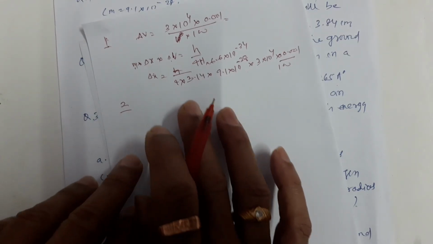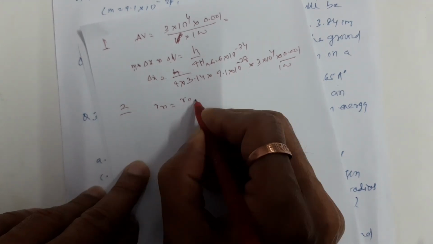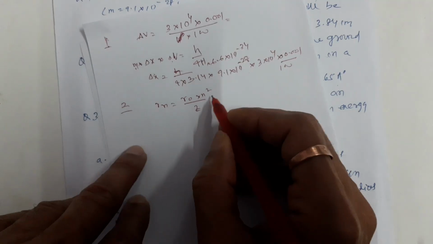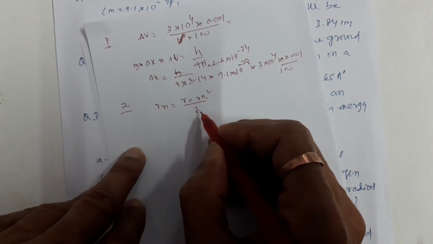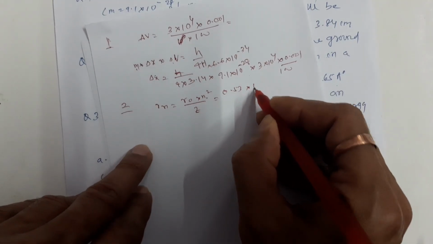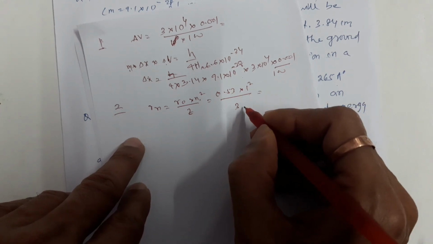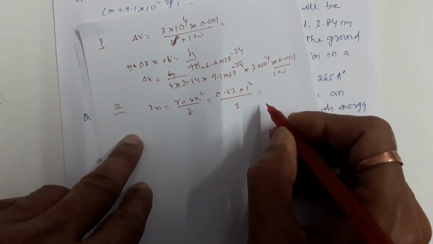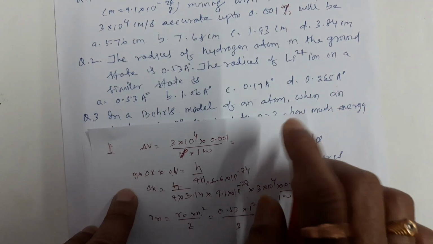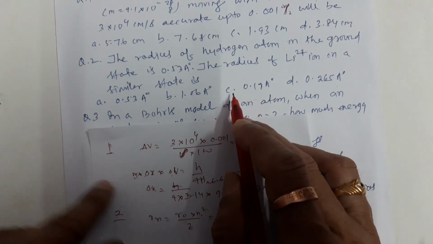So how to do it? You see, radius r equals r0 multiplied by n square by z, where n is the orbit and z is your atomic number. So you put 0.53 multiplied by n square by 3. For lithium it is 3. So by solving you will get the answer 0.17 angstrom. Okay, so choice C is the correct answer.